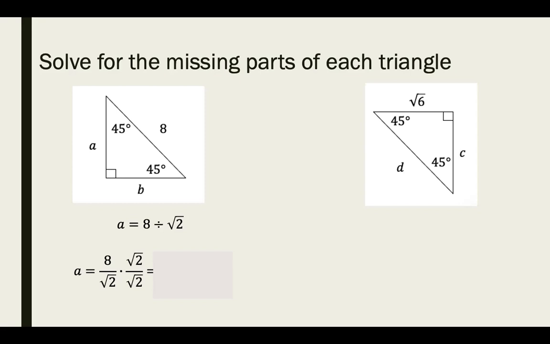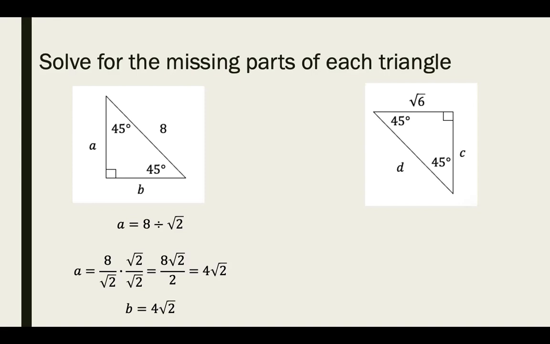That means on top, we have 8 times the square root of 2. On bottom, we get the square root of 4, which equals 2. And then that 8 root 2 over 2 simplifies to 4 root 2. So a is equal to 4 times the square root of 2. And b, another leg, is just equal to a. So both a and b are 4 times the square root of 2.